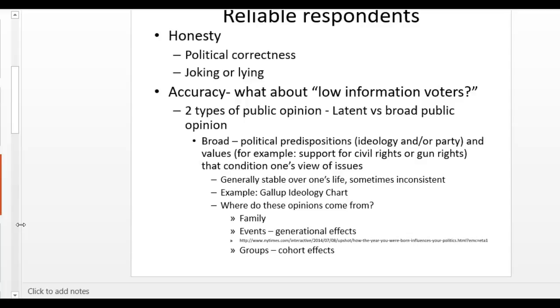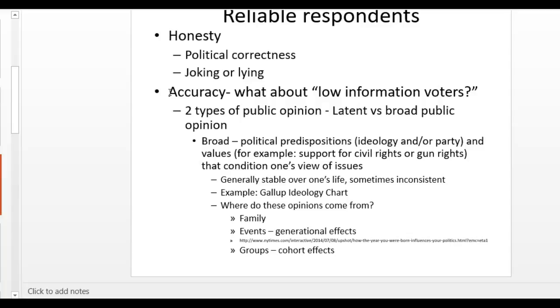But at any rate, that is one set of issues. Another one that's probably more pressing is the question of accuracy and what we call low information voters. This brings us to a pretty important distinction in public opinion research, and that is between latent and broad public opinion. Broad public opinion consists of opinions that are generally stable over one's life.